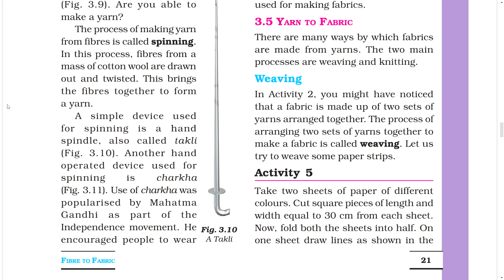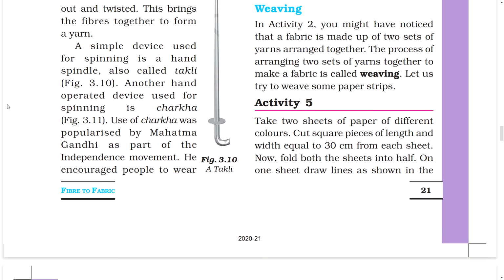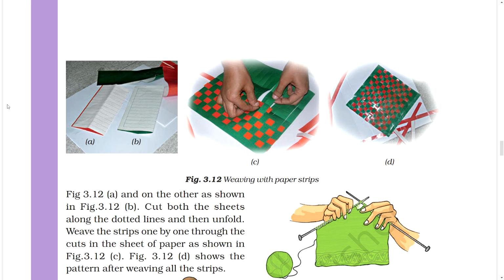Let us try to weave some paper strips. Activity 5. Do this. Take two sets of paper of different colors, cut square piece of length and width equal to 30 cm from each sheet. Now fold both the sheets into half. On one sheet, draw a line as shown in the weaving with paper strip. A, B, C, D.